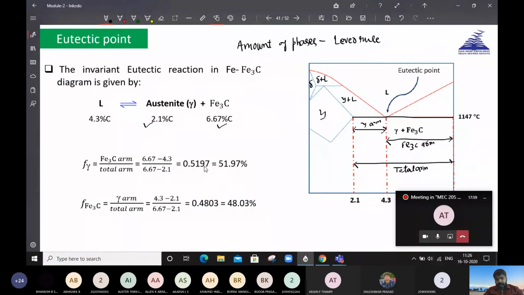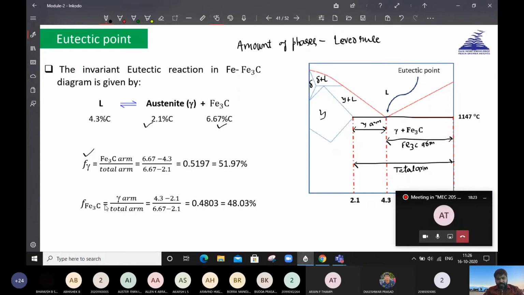When you multiply by 100, it converts into percentage, so 51.97% of gamma will be there at this point. The Fe3C fraction you can calculate by subtracting this from 100. But let us calculate it directly.